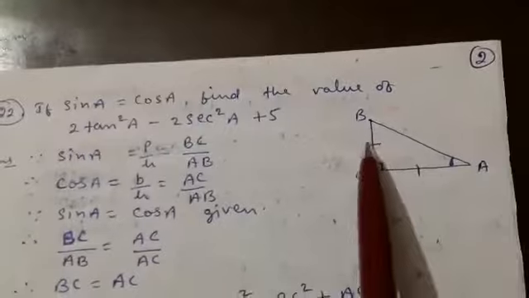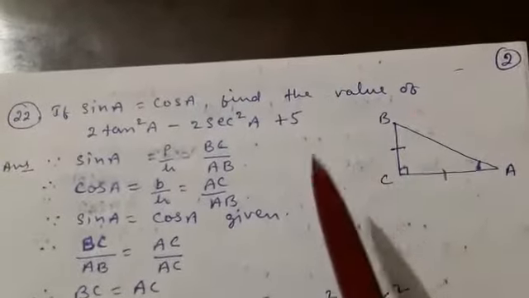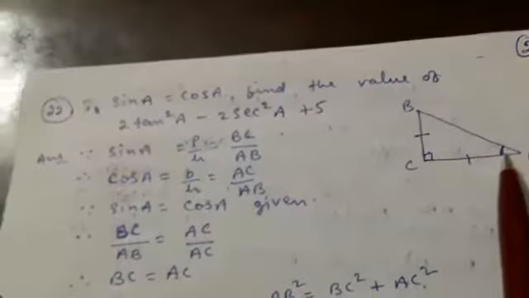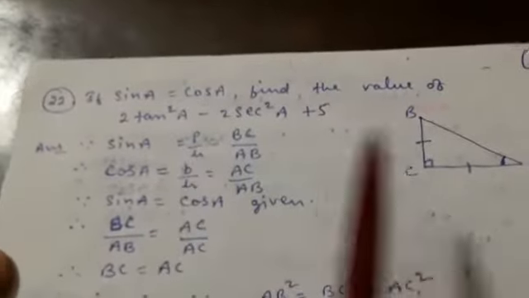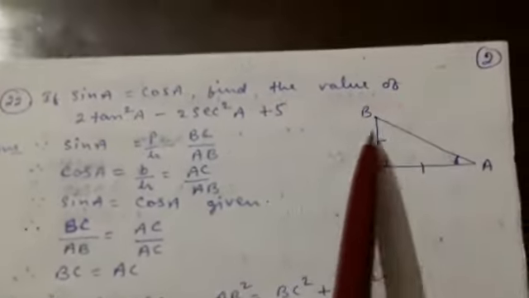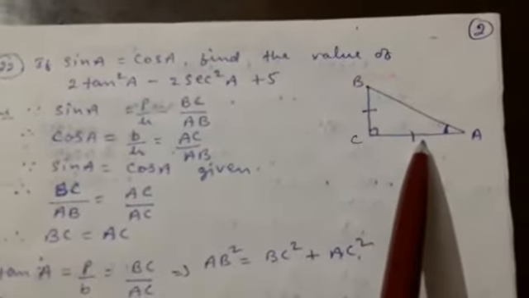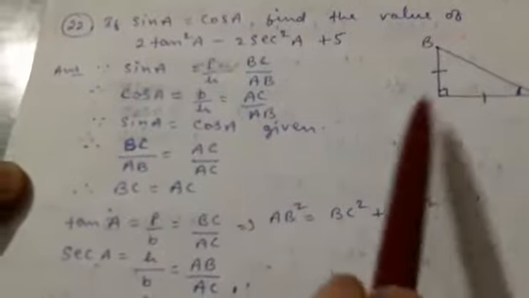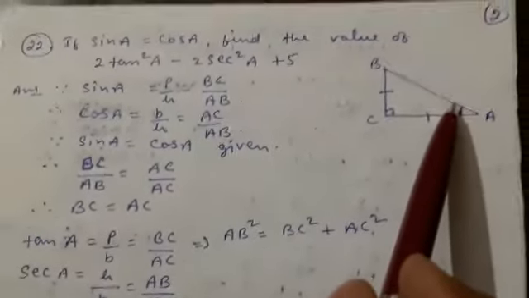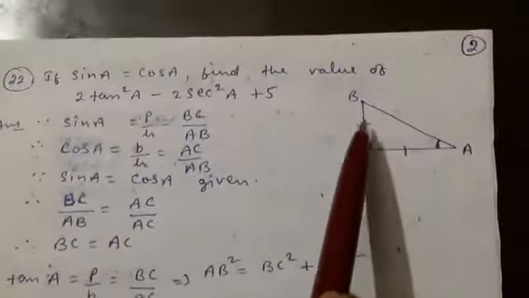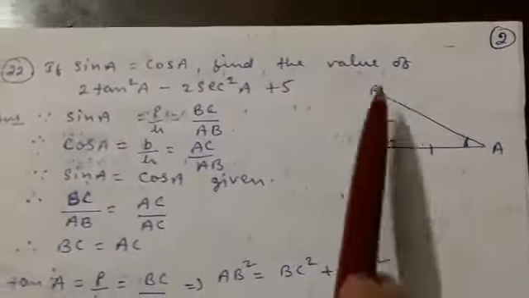So let us draw one figure ABC. Here it is given sin A is equal to sin B. It means sin A is equal to P by H, according to this angle, P by H, means BC by AB. Cos A means B by H, means AC by AB.